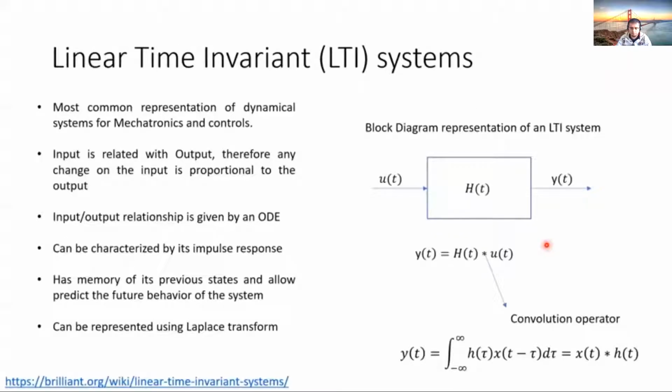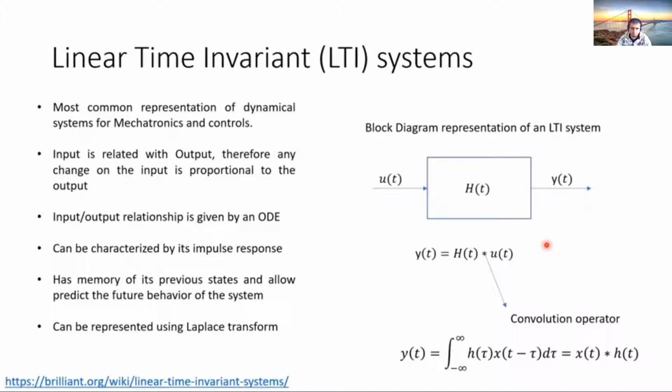Just to begin, the first type of systems that we are going to analyze during the whole course of mechatronics are linear time invariant systems, or LTI systems. This LTI is the most common representation of dynamical systems for mechatronics and controls. It's the most general system that you could use to represent. Why? Because LTI systems are given directly from an ODE, ordinary differential equation, and its input is related directly with its output. It means as much as you change your input, your output will have the response in the same magnitude.